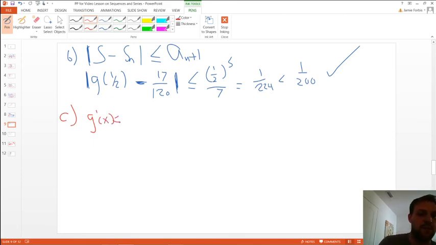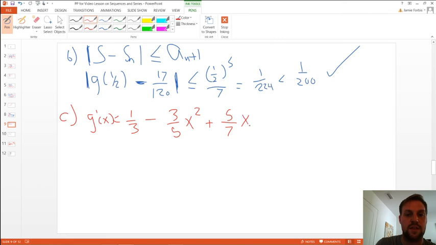Take the derivative of x over 3, that's just 1/3. If I take the derivative of x cubed over 5, that's going to be 3 over 5 x squared. And if I take the derivative of x to the 5th over 7, that's going to be 5/7 x to the 4th. Okay, and then minus, dot, dot, dot. All right, what's the general term going to be?